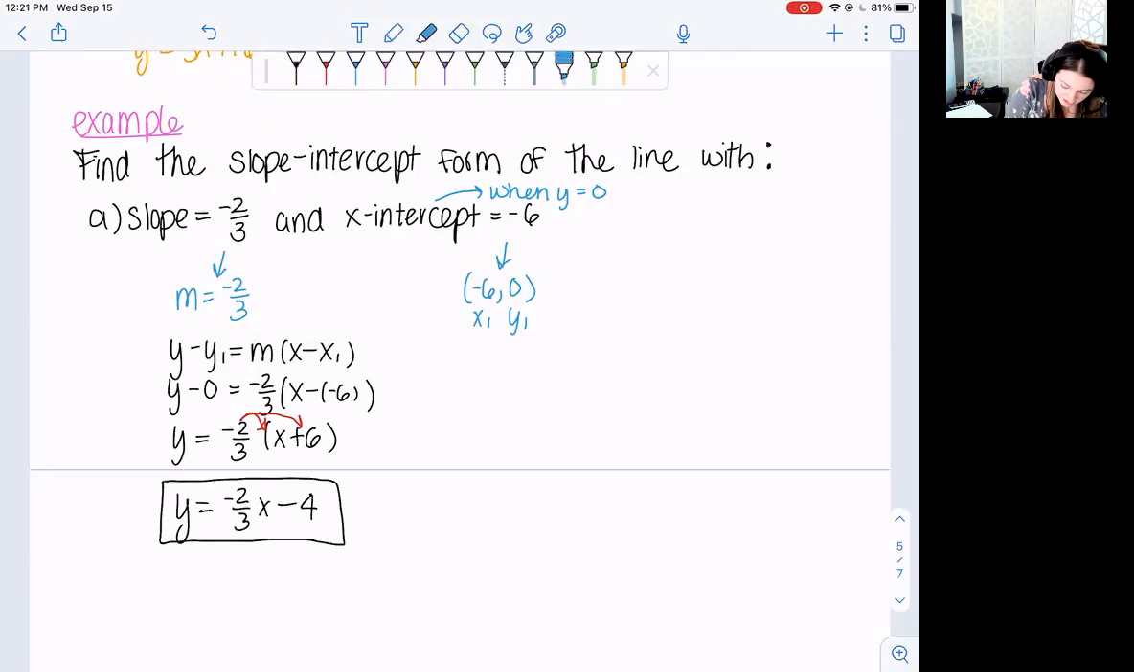You could alternatively have not used point slope form. You could have alternatively, at this point right here, done y equals mx plus b, and then figured out the y-intercept using the tactics we used before.